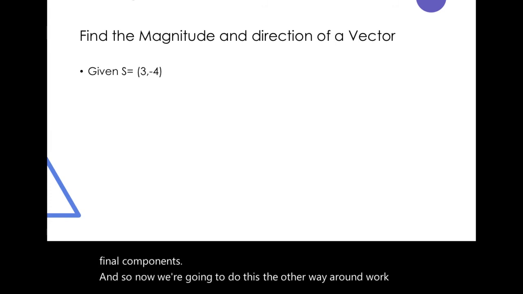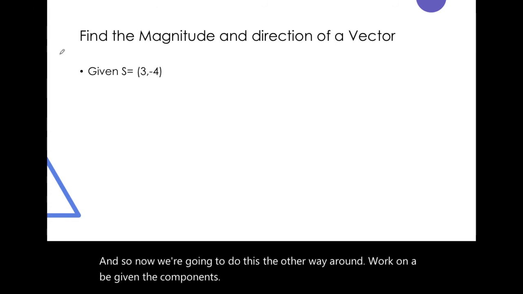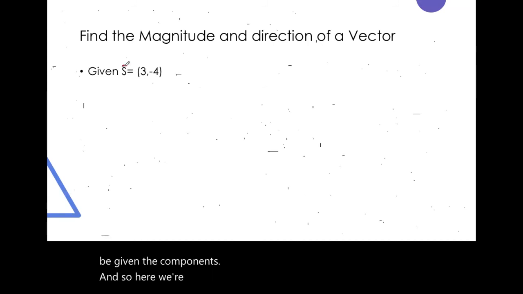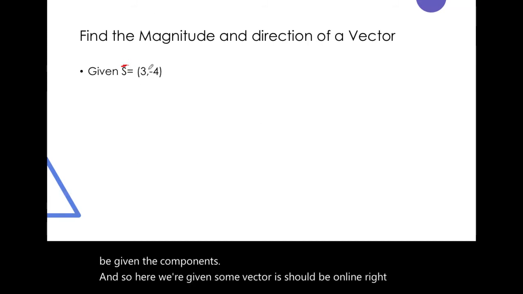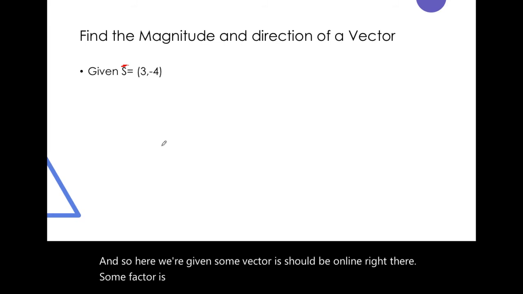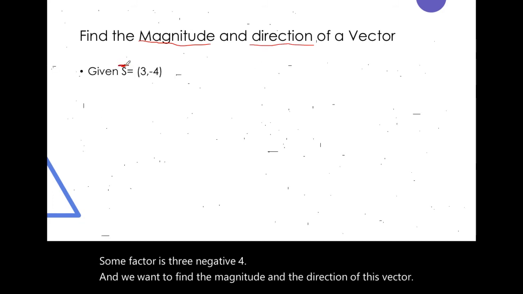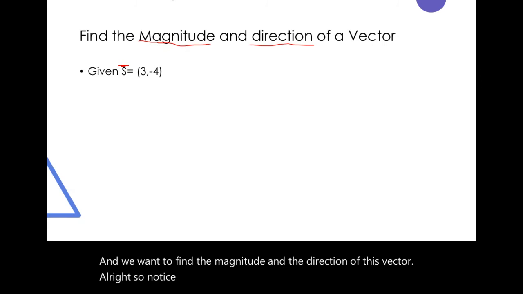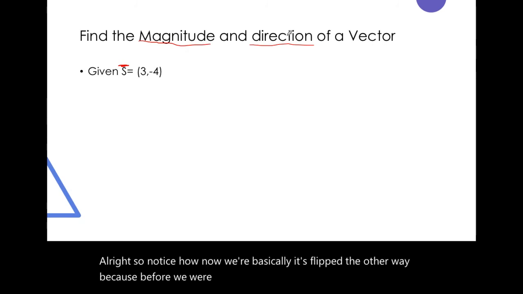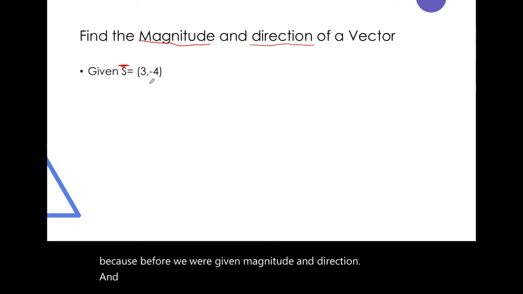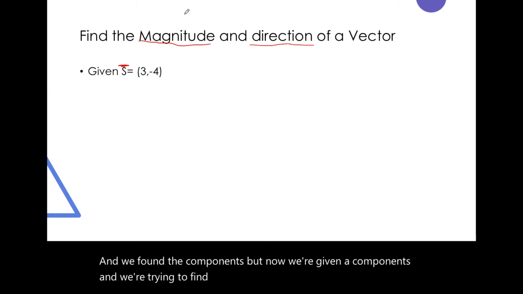We're going to be given the components. And so here we're given some vector s, should be a line right there. Some vector s is 3, negative 4. And we want to find the magnitude and the direction of this vector. Alright, so notice how now it's flipped the other way. Because before we were given magnitude and direction, and we found the components, but now we're given the components and we're trying to find the magnitude and the direction.